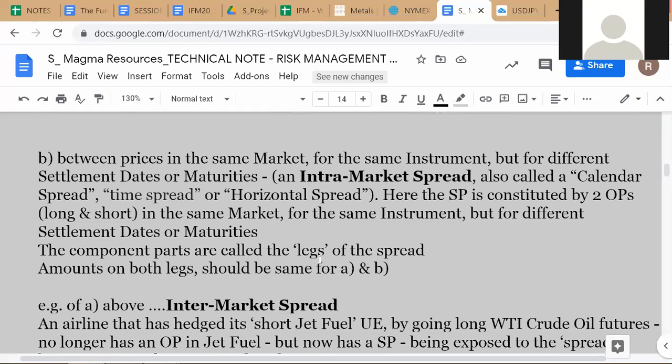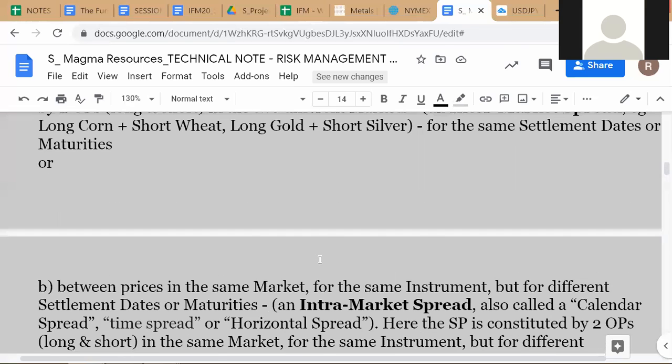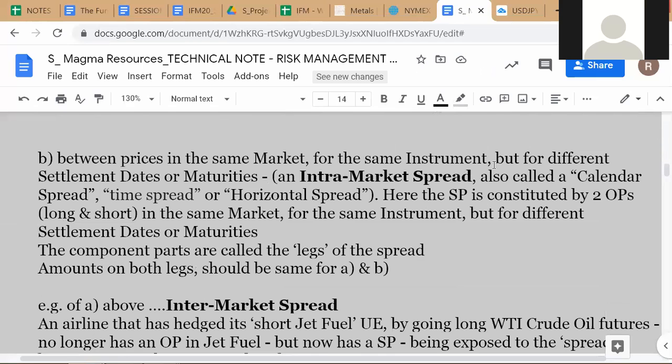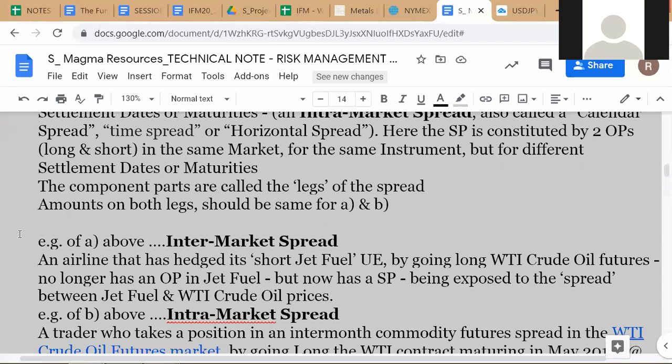And then there's another type, which is the intra-market spread. Okay, this is also sometimes called a calendar spread, time spread, horizontal spread, different patterns. So you have two OPs, outright positions, long and short in the same market, the same instrument, but different settlement dates or maturities. So the market doesn't change, but the maturities change. These are the legs of the spread, and the amounts have to be the same usually, unless you're doing options.